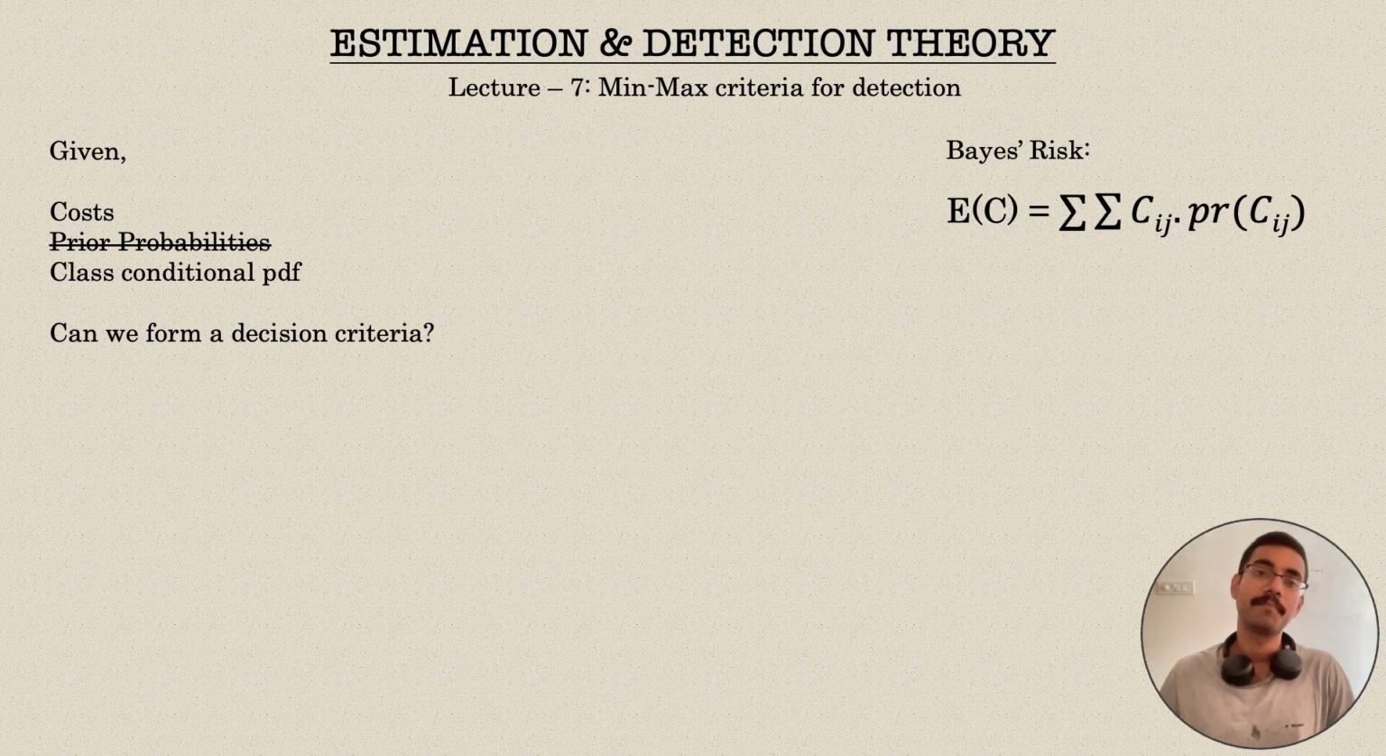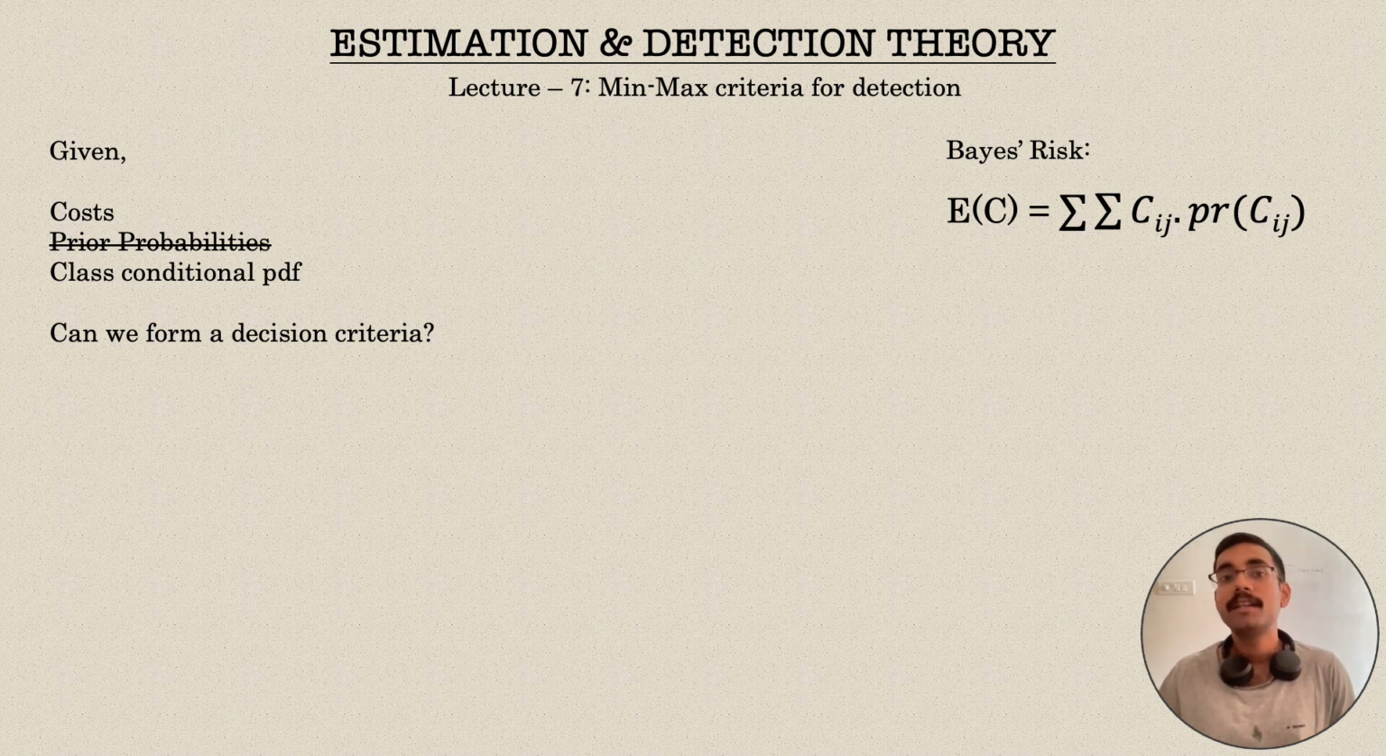Here we shall be discussing one more criteria for detection. Okay, one more criteria for drawing a decision boundary. In the first lecture we saw that we had only class conditional PDF. If we had only class conditional PDF, how can we make a decision boundary that is optimum? That was the NP detector. We had that by the Neyman-Pearson criteria.